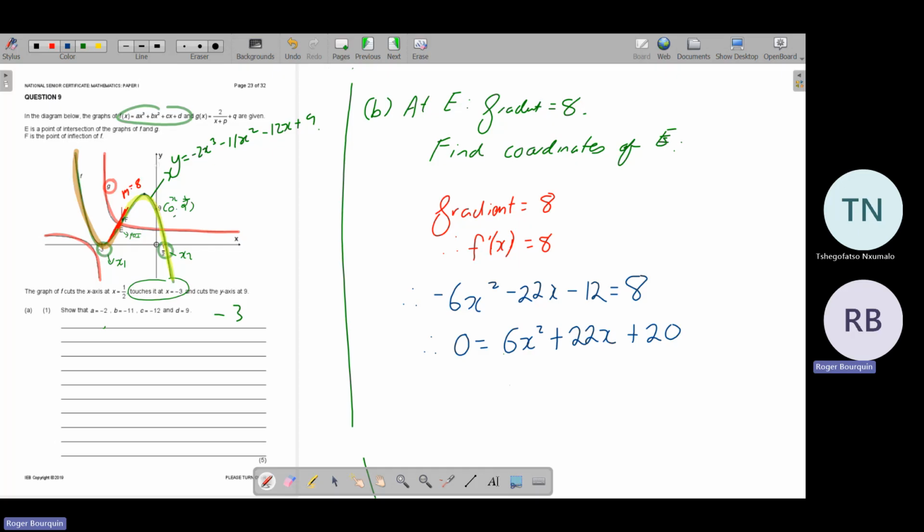Negative 6x squared minus 20 minus 12 is equal to 8. So I moved everything to the right, so I've got 6x squared plus 22x plus 20. Yeah, because I prefer to keep the coefficient of x squared positive. Okay, it doesn't matter, it makes no difference. Right, now listen to me.